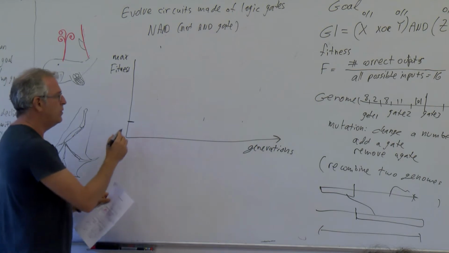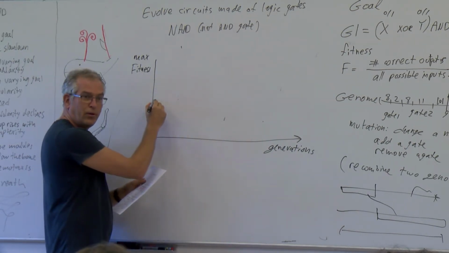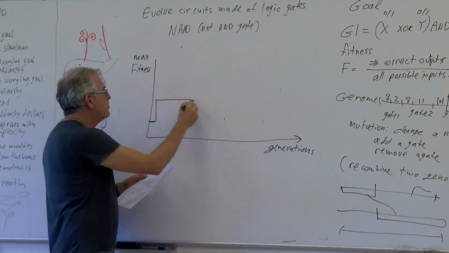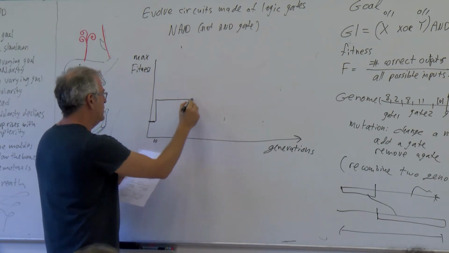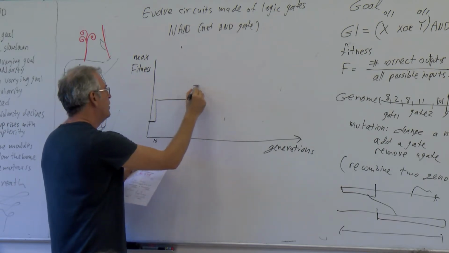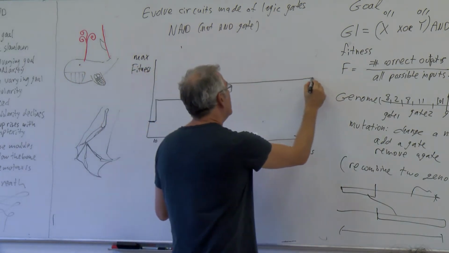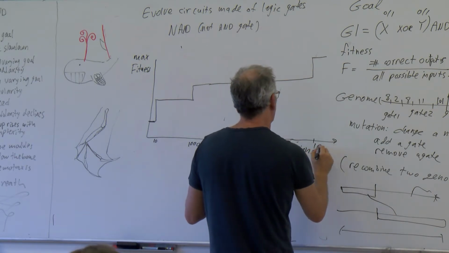And now, that lasts for a while, and suddenly there's a jump. Oh, there's a circuit that's a little better. And then there's another jump. So this jump is, let's say, at around 10 generations. Then there's another jump here at around 1,000 generations. And then there's a stasis. And then there's a perfect solution at 10,000 generations.